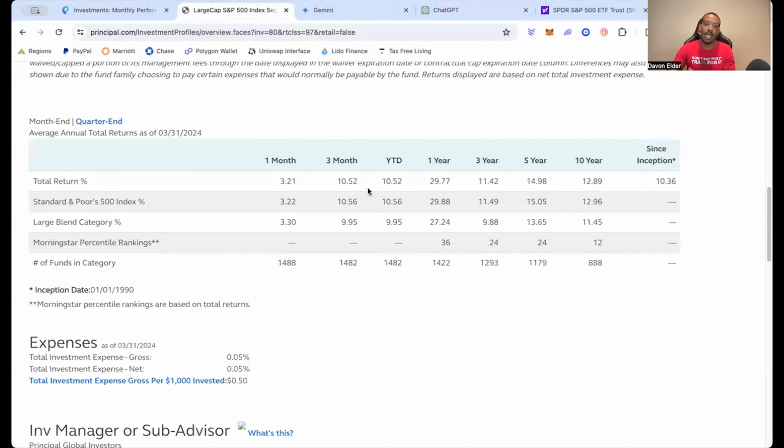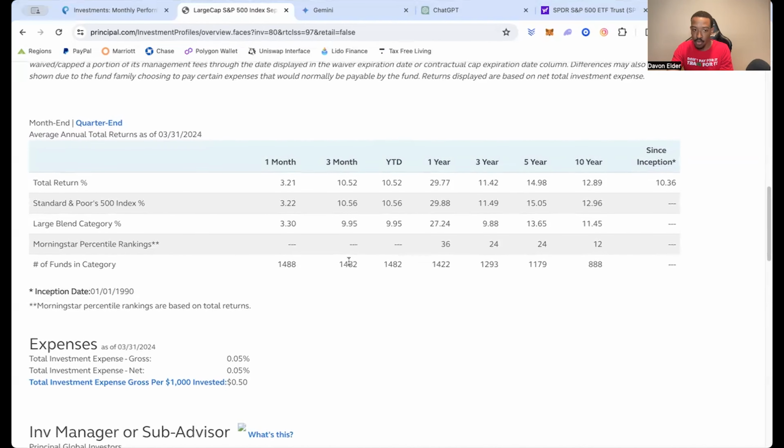Now, when you take into account the particular fees or the expenses that you may have to pay on a particular fund, it's slightly lower than the S&P 500 index, but it's still larger than the large blend category. Now, what is the large blend category? This particular chart is giving us the difference in terms of different large blend funds that have the same type of assets, the same type of makeup that the S&P 500 has, and the S&P 500 outperforms all of those funds on average in the large blend category.